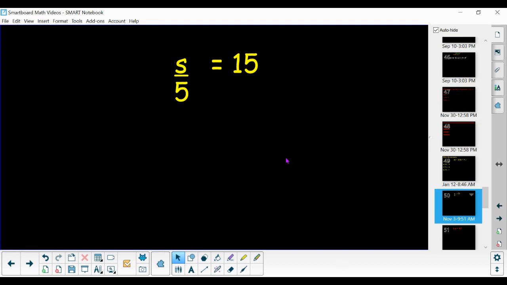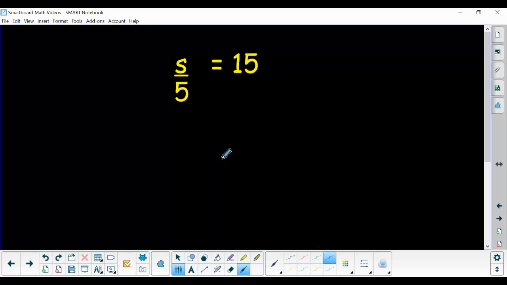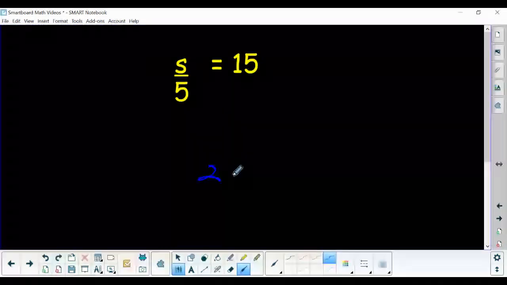Okay guys, today's video is about equations and how to solve them. So here's an equation, and before we continue, what makes an equation an equation? Of course, the equal sign. And an equation could be something simple like 2 times 4 equals 8. This right here is an equation because all you need is an equal sign.